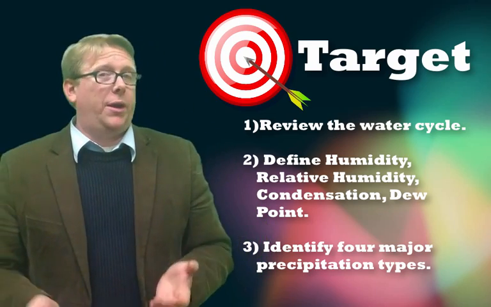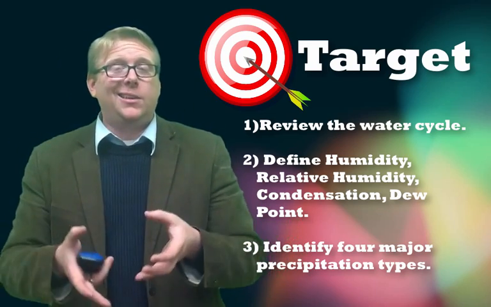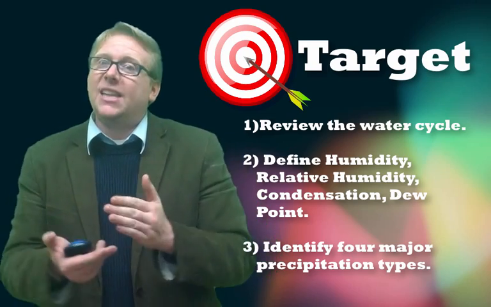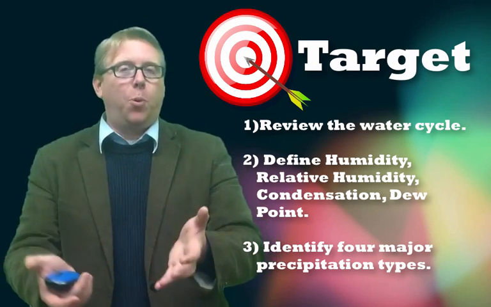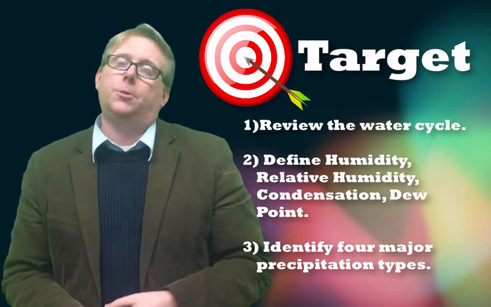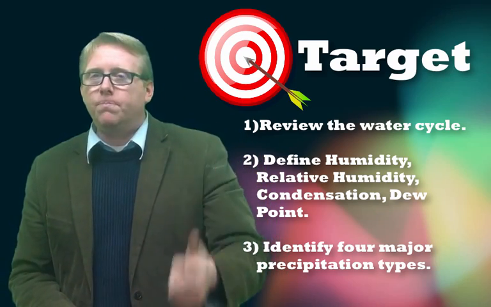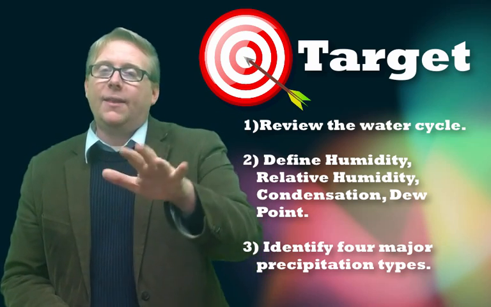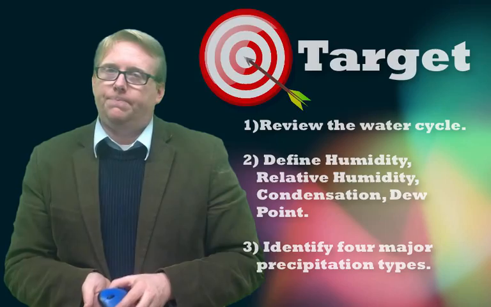We saw dew point, and one way to get to condensation is to decrease the temperature so that the water amount there hits saturation point. We call that the dew point. We identified the four major types of precipitation. We saw it was snow, freezing rain or sleet, rain, and then lastly is hail.